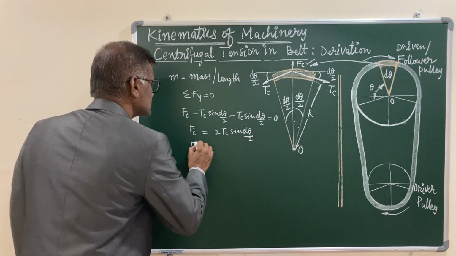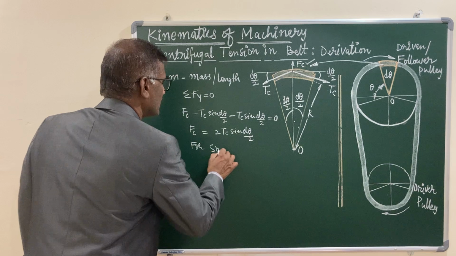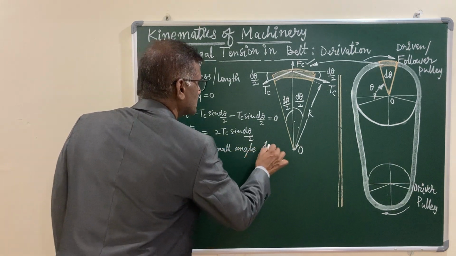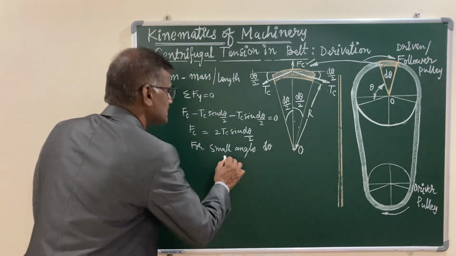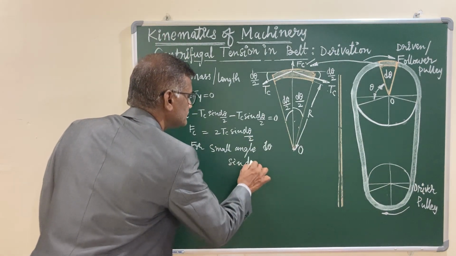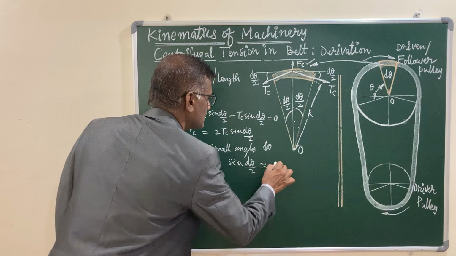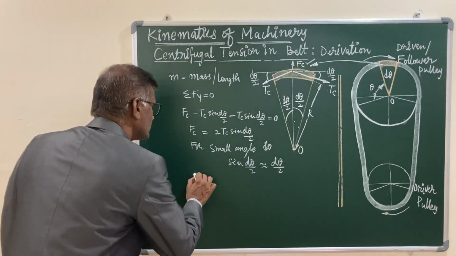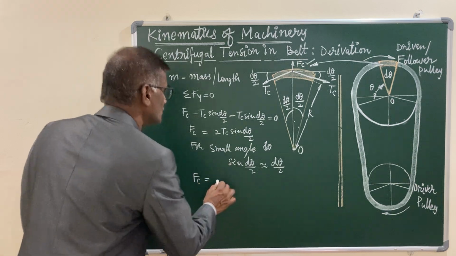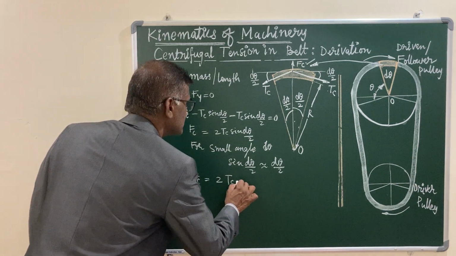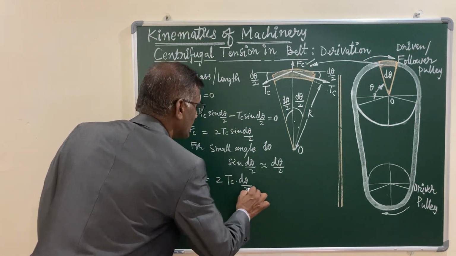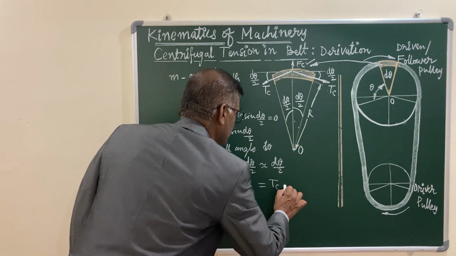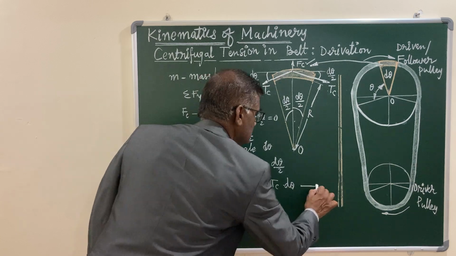For small angles, this d theta, your sine d theta by 2 becomes d theta by 2. And if you substitute this, you are going to get Fc is equal to 2 times Tc into d theta by 2, and 2 gets cancelled, and you have Tc into d theta. Let us call this equation 1.